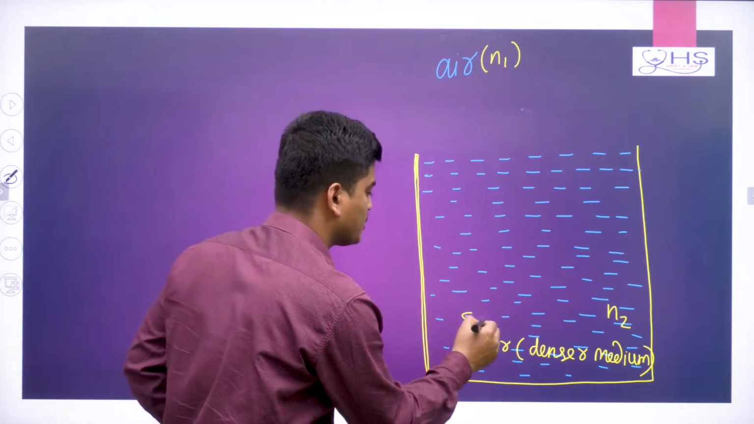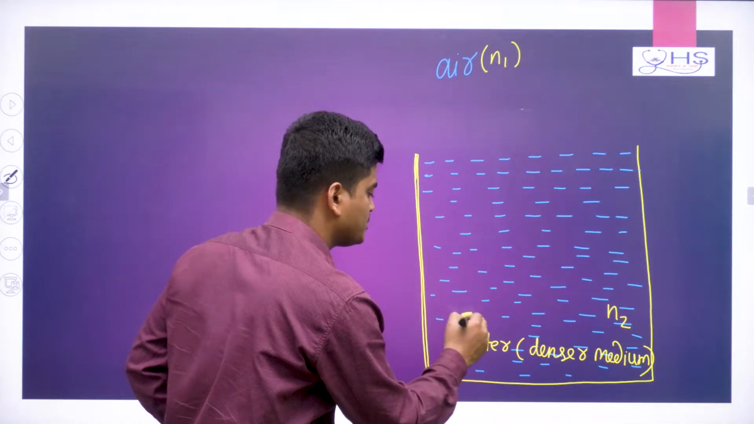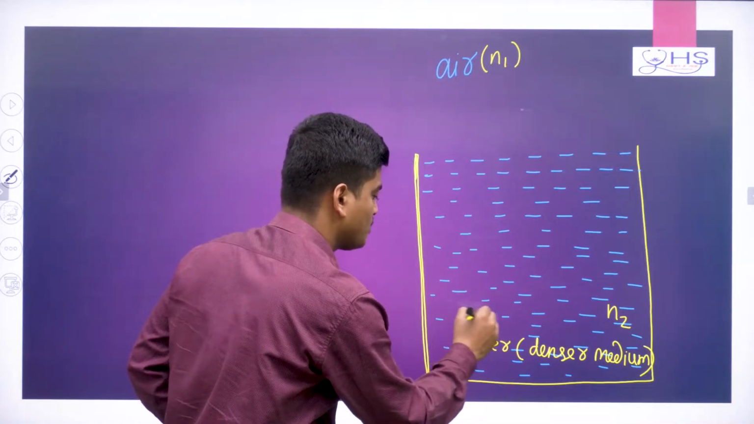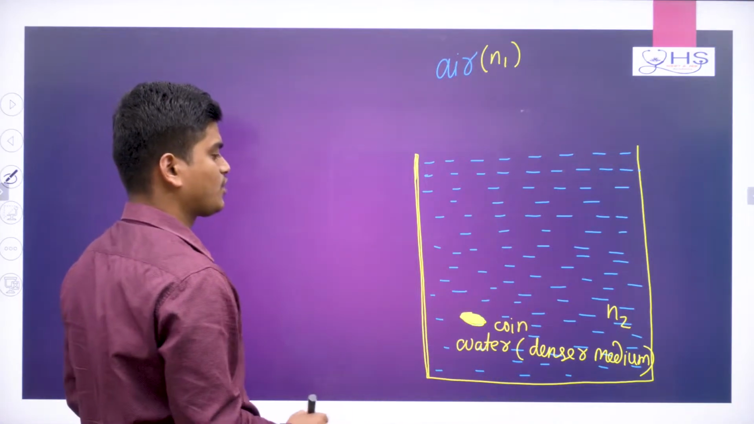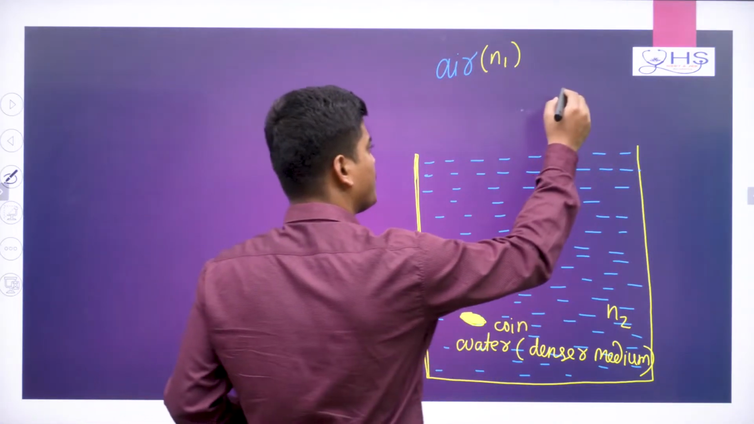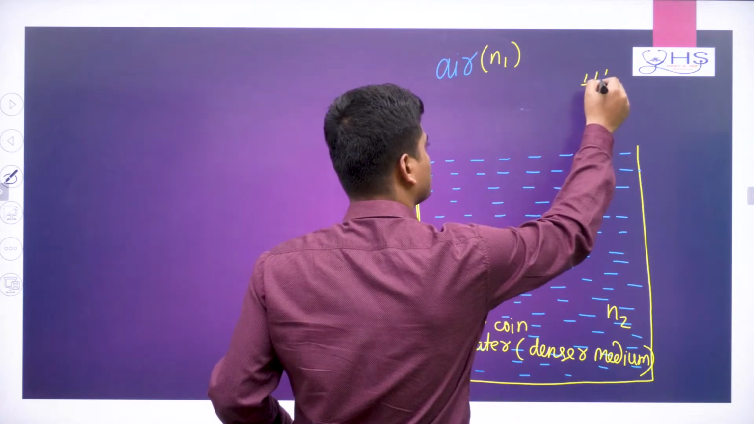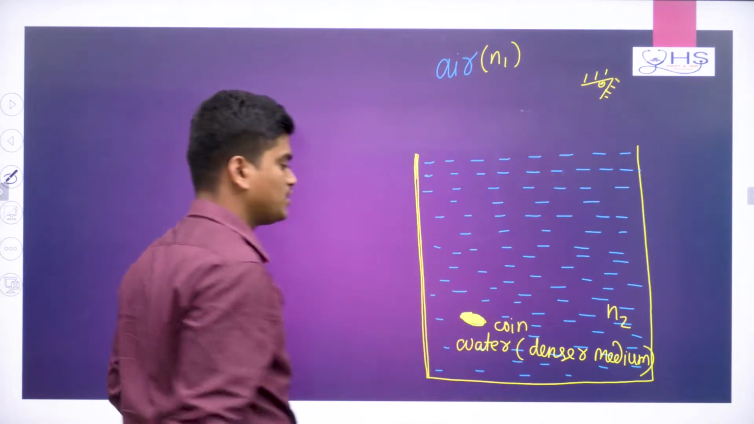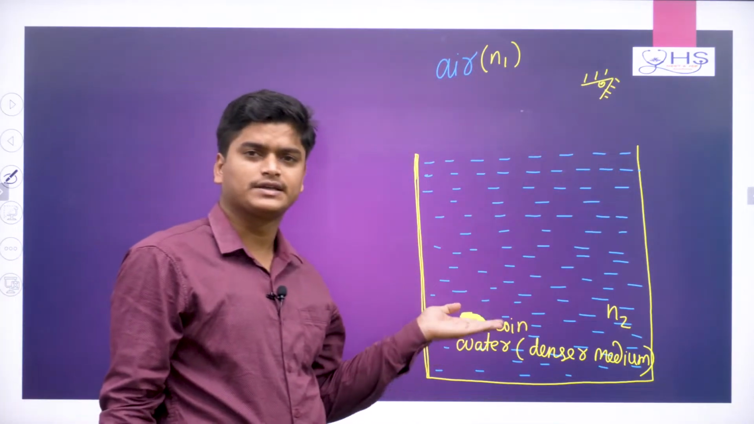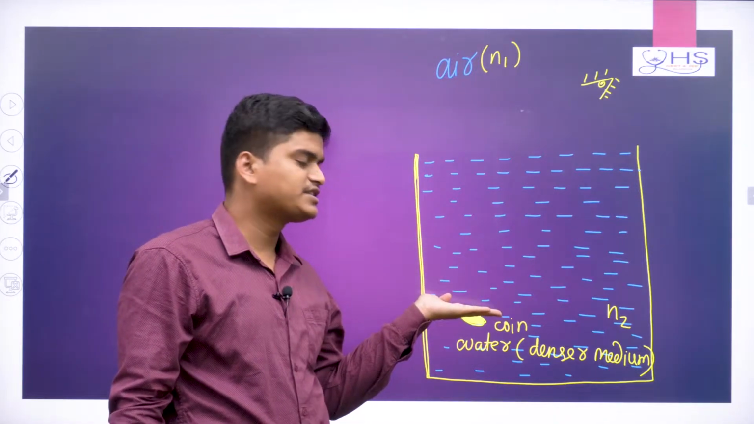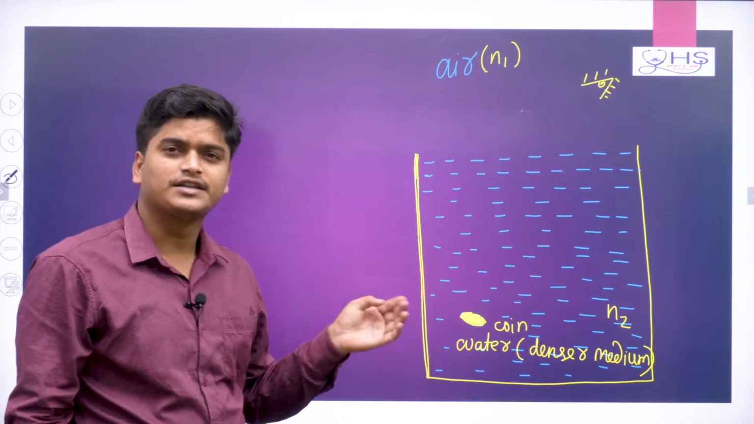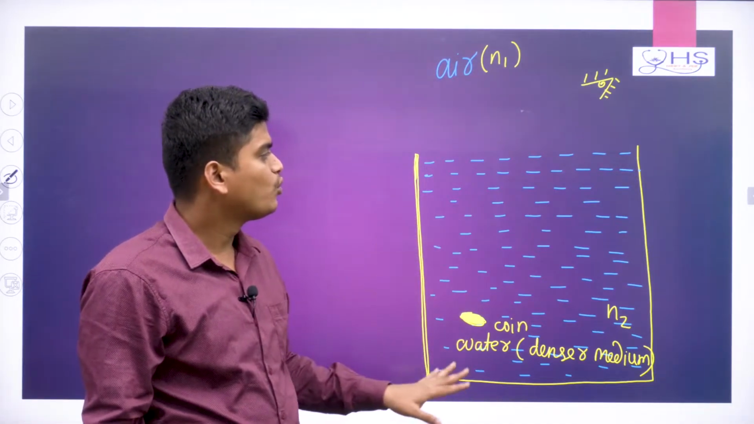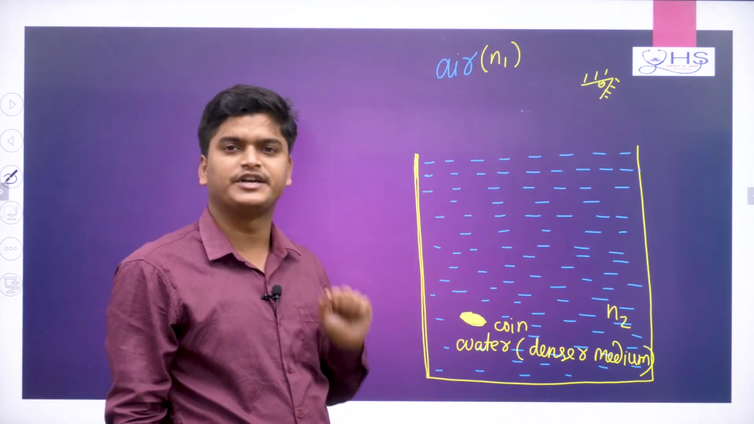Suppose this is a coin. It can be any object. If this coin is there, and if I am watching from here, then what will it look like? It will look like it got shifted some distance x in the upward direction. This is called the shifting of the coin when it is placed in a denser medium.